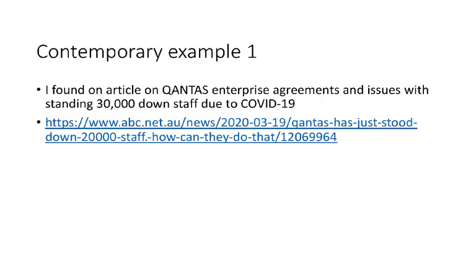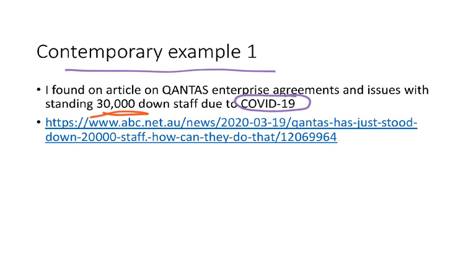So this is contemporary example number 1. Obviously we know about the coronavirus or COVID-19. That is a contemporary example that you can use. There's lots of articles and lots of examples when it comes to businesses dealing with the coronavirus. So I found an article on Qantas, particularly with their enterprise agreements and issues after they've had to stand down 30,000 staff due to COVID-19.